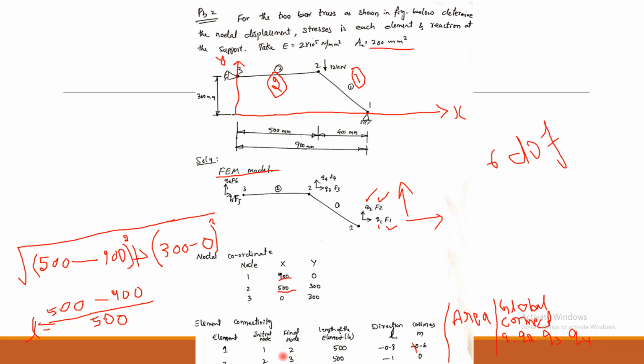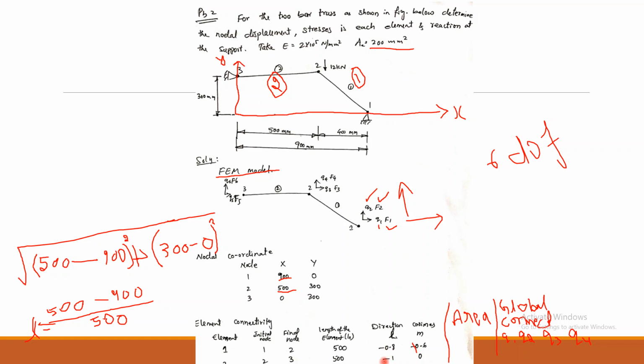In the same way, I can do that for the element 2 also. Element 2 initial node is 2 and 3. So I can adopt the same equation, calculate the length of the element, or else you simply go for this diagram itself. Since it is linear, parallel to that length, directly you can take that as 500 also.